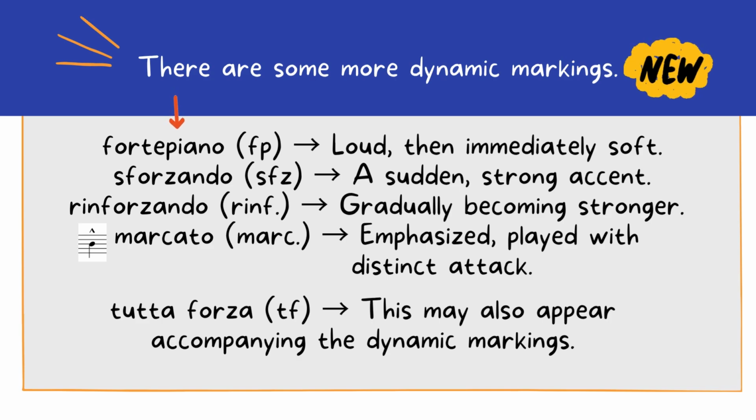Some more dynamic markings are the following. Fortepiano, FP, to indicate loud, and then immediately soft. Sforzando, SFZ, to indicate a sudden, strong accent. Rinforzando, rinf, gradually becoming stronger. Marcato, mark, that means emphasized, played with distinct attack. Tutta forza, TF, which may appear accompanying other dynamic markings.